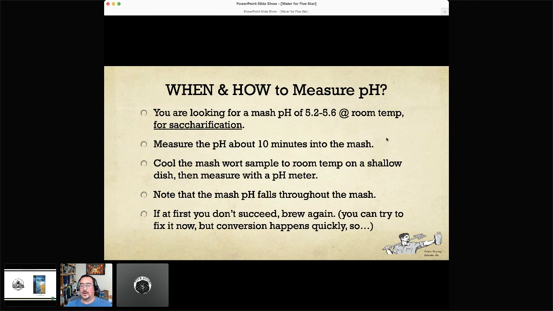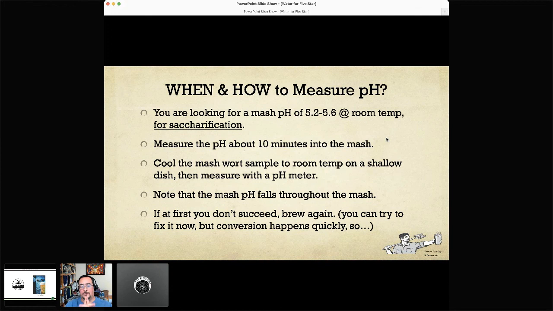So about 10 minutes into the mash is when I'll pull a sample from the top, and pour that into a shallow saucer to help it cool, and then measure it with the pH meter. If you have sufficient calcium, and you think back to that calcium malt phosphate reaction, this reaction will continue to occur during the hour-long mash. So pH will continue to fall, and we're going to talk more about that in a minute. We're looking for this 5.2 to 5.6 range at the beginning of the mash, all right?